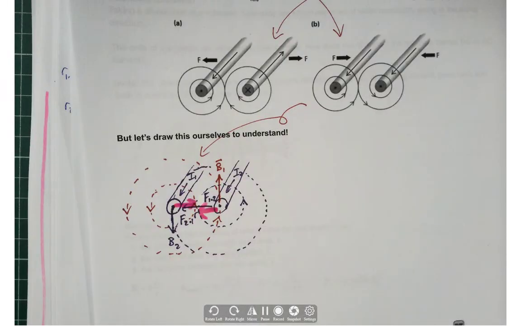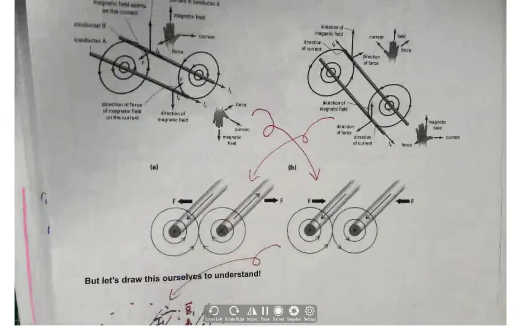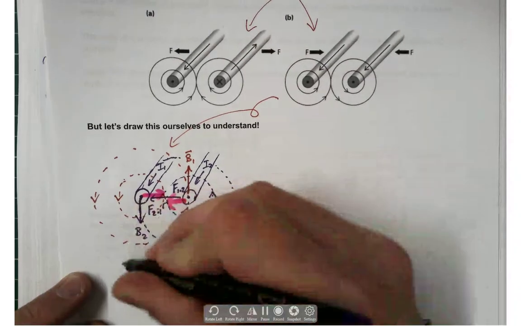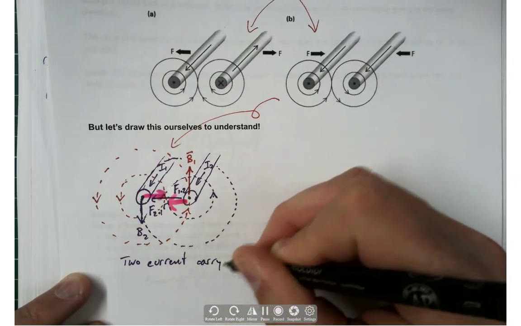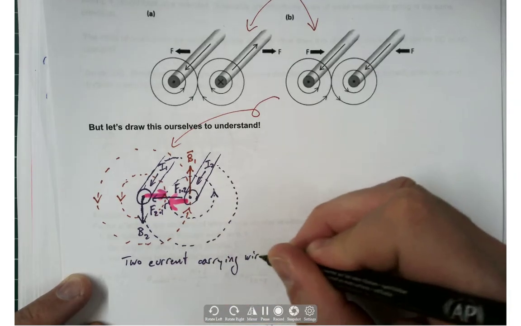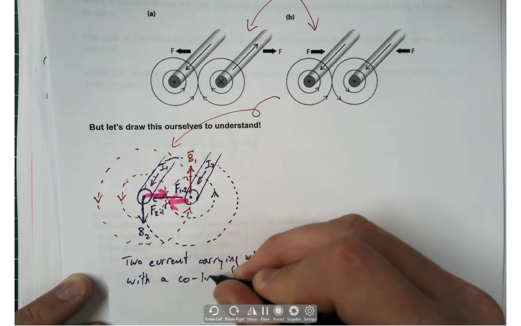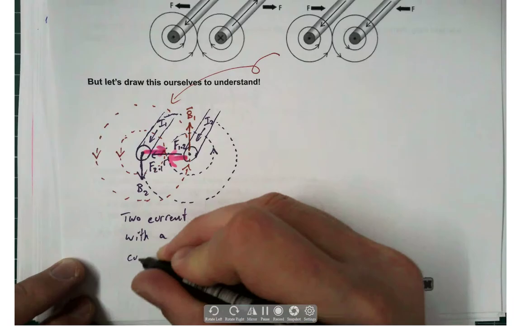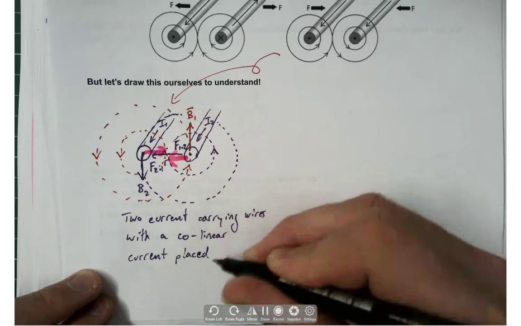So let's make a quick little claim, and this is messy. Admittedly, this is messy, but if it took me 2 textbooks and a conversation to explain it, it's probably visually complicated, right? There's no math here just yet, but we could say that 2 current carrying wires with a collinear current, that is, they're traveling in the same direction, parallel to each other, placed near each other, will attract.